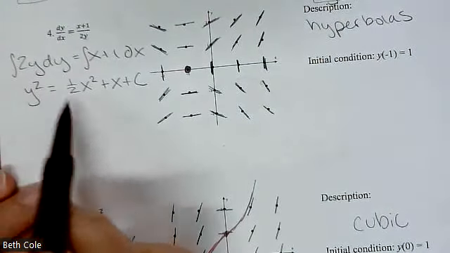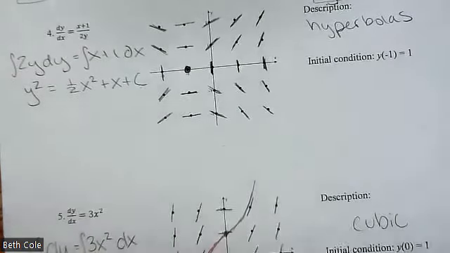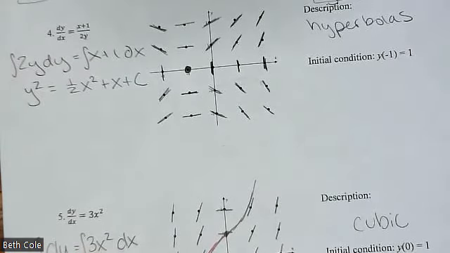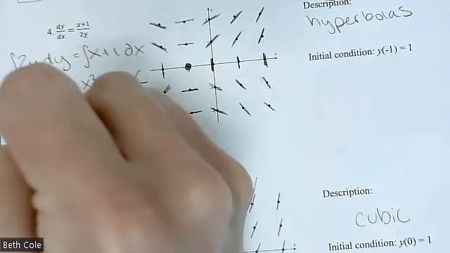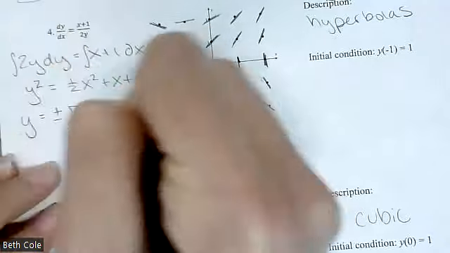How would you do that? And because it's the general solution, which is an infinite number of solutions, you have to put plus or minus. Good. So y equals plus or minus square root of all of that.